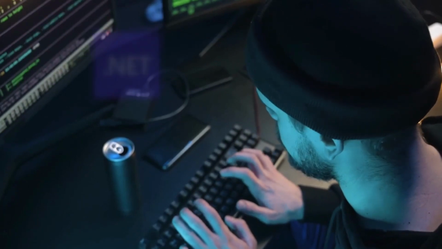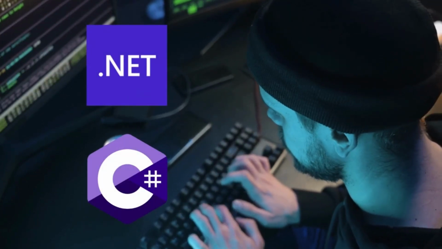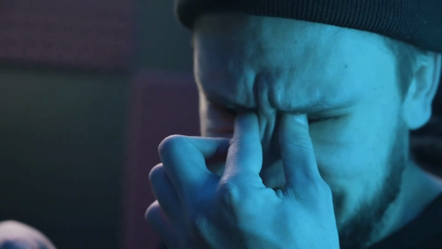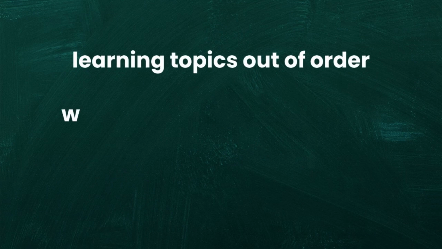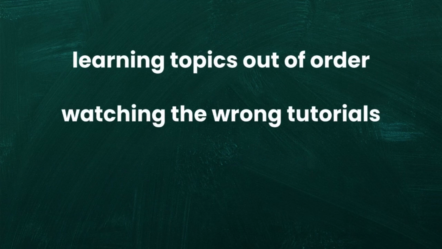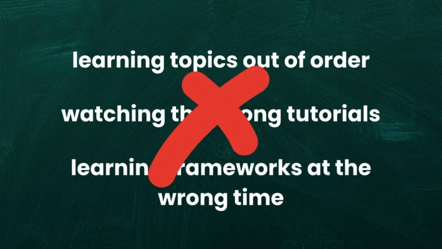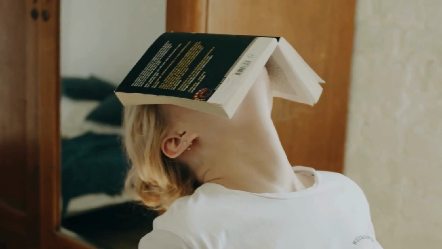Before you start learning .NET and C# web development, there are many mistakes that can slow you down, confuse you, or even make you want to quit before you even get started properly. Learning topics out of order, watching tutorials on things you don't even need, or learning frameworks you're not ready for are just some of the reasons your learning process can become harder than it needs to be.